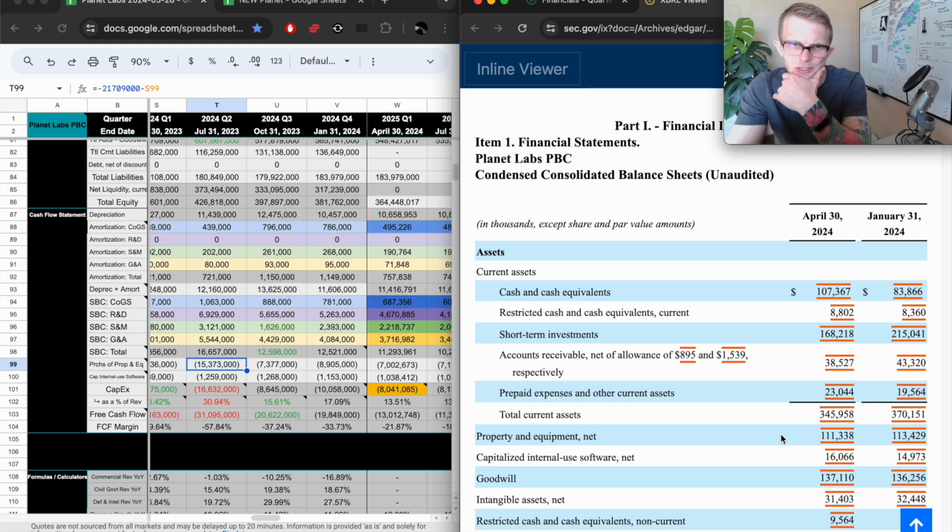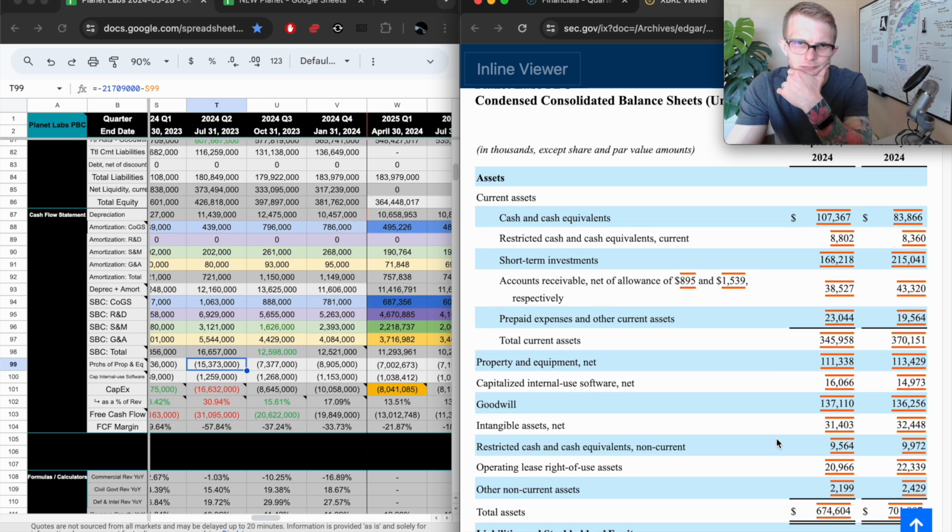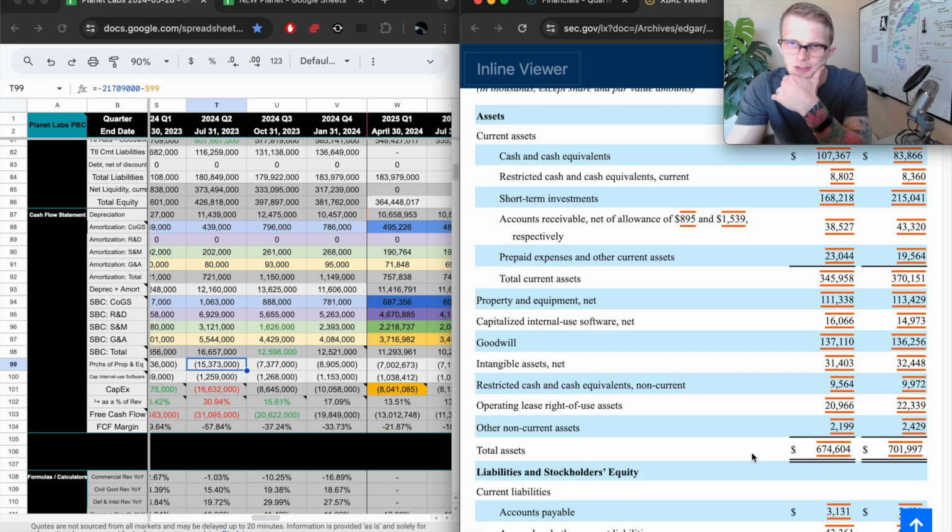Property and equipment, more or less the same. Goodwill. Total assets. 701, we'll call it 702, compared to 675. Decent. So again, like 25 million down. And again, that's mostly from that short-term investment hit. So what that tells me is they probably liquidated in order to fund their current R&D, CapEx, building of the new satellites and whatnot, and the upkeep of the old ones.